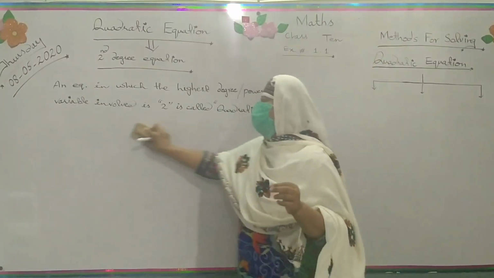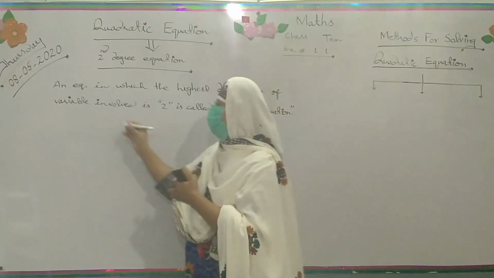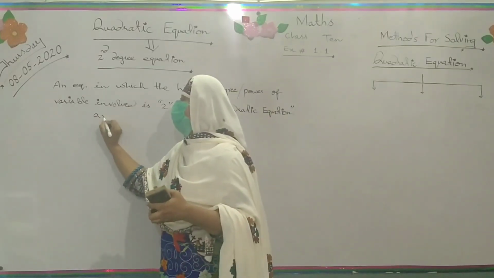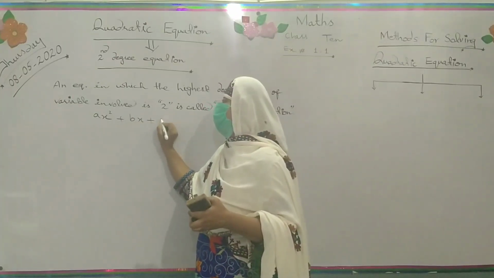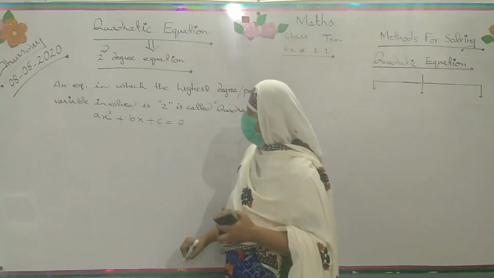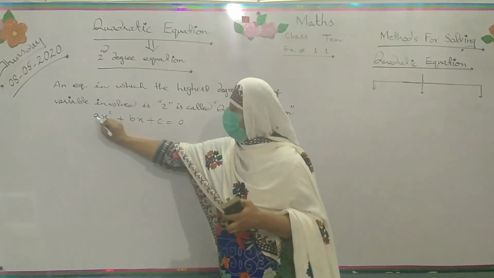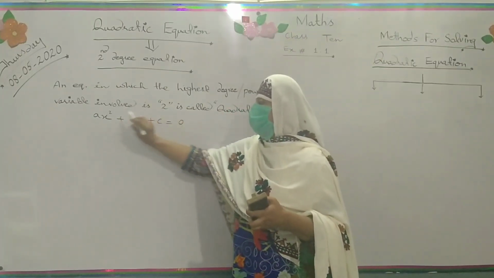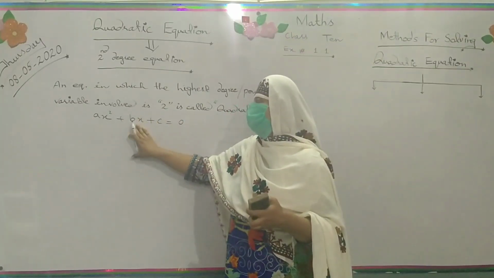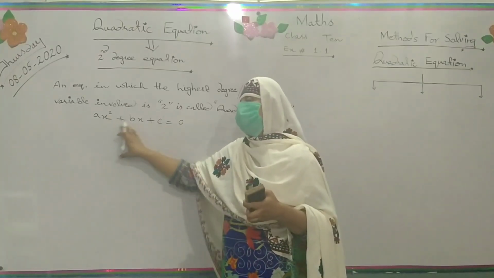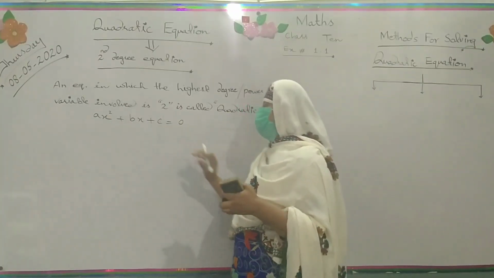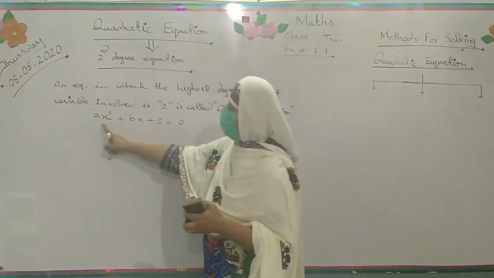So its standard form is ax² + bx + c = 0. Now you are seeing its standard form and there are three algebraic sentences. These algebraic sentences are separated by plus sign. Students, it means it has three terms.